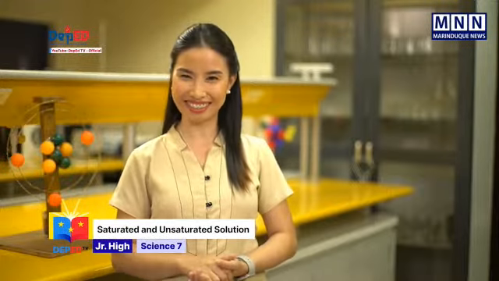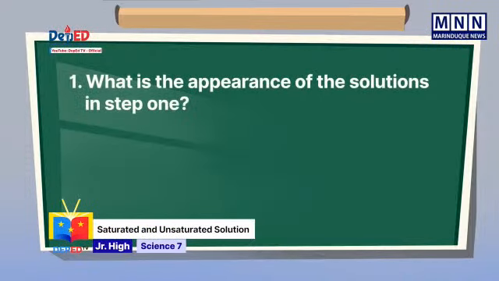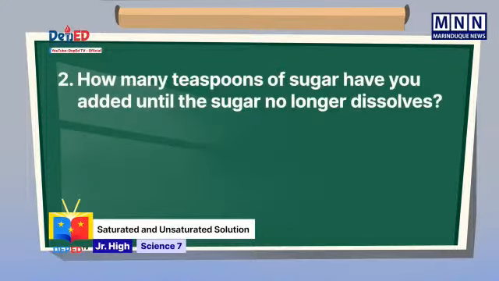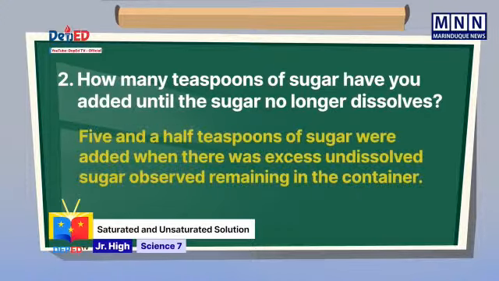Let's do it! Question 1. What is the appearance of the solutions in step 1? The solutions appear uniform throughout. This is homogeneous. Question 2. How many teaspoons of sugar have you added until the sugar no longer dissolves? 5.5 teaspoons of sugar were added when there was excess undissolved sugar observed remaining in the container.